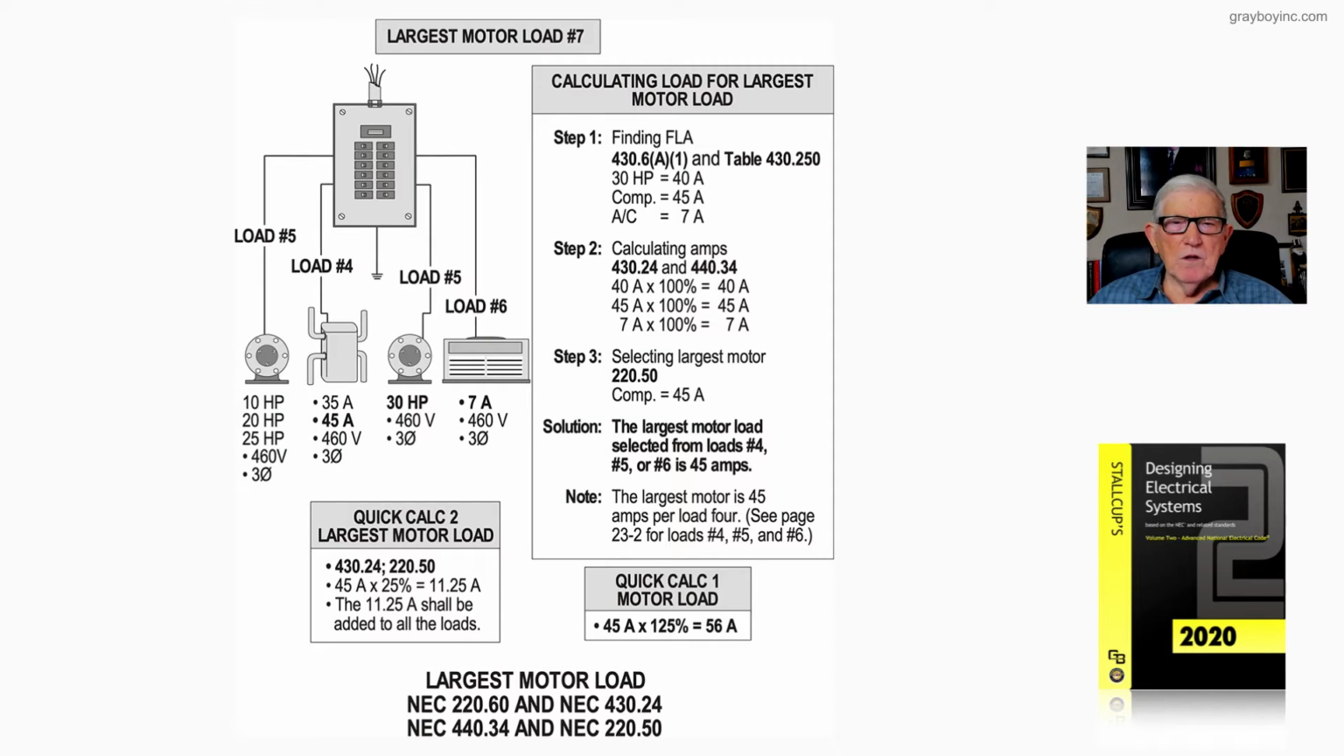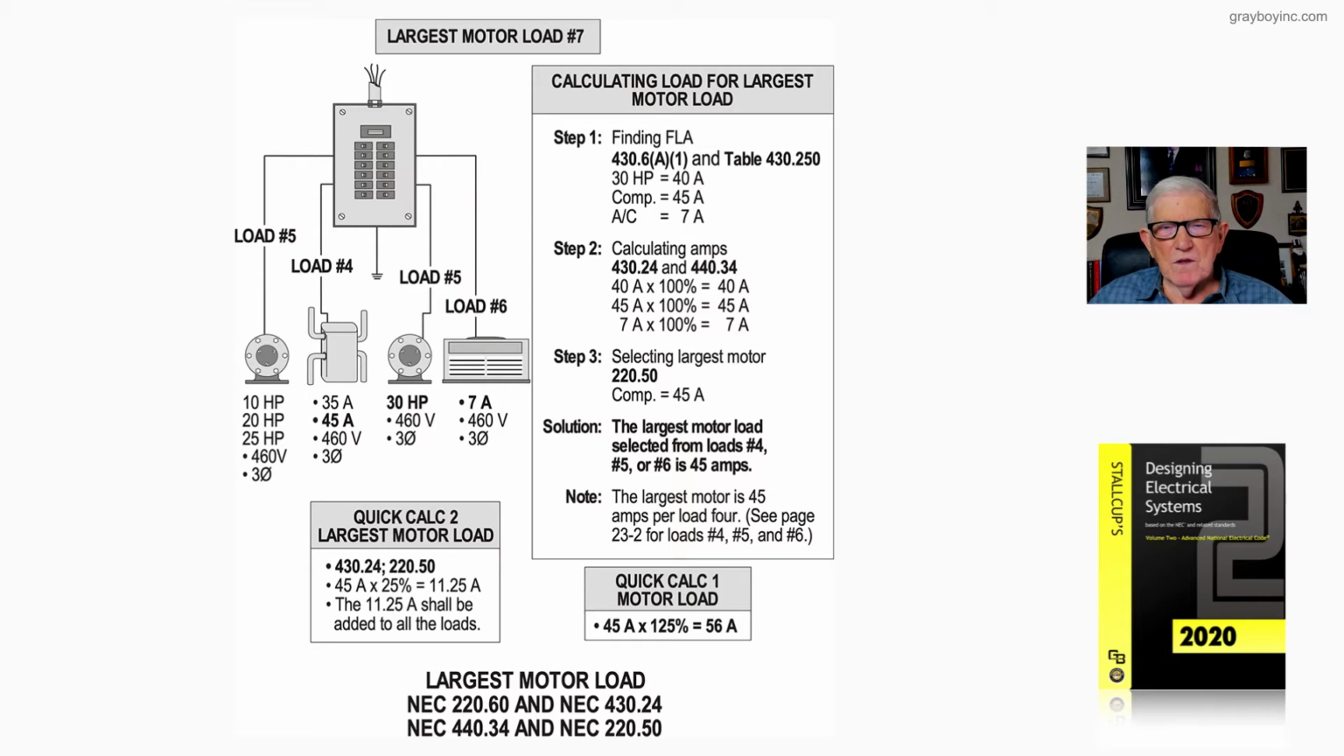Then we have load number 5. We have a 30 horsepower motor, 460 volt three-phase. And load number 6 now is the air conditioner, which comes up to 7 amps, 460 volt three-phase, when we divide the voltage into the 4.5 kVA that we have there times 1,000. Now, notice we have to choose the largest.